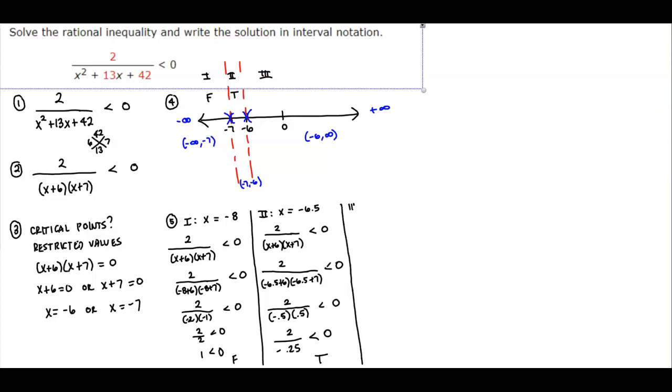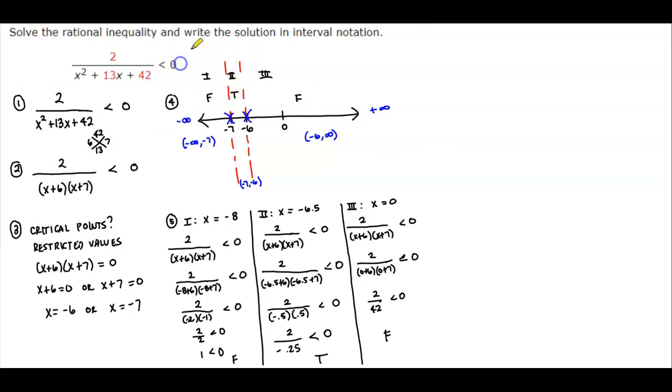And then for region number 3, we can pick x to be 0. So we're going to plug that into our inequality. So we have 2 over 0 plus 6 times 0 plus 7. Well, that's 6 times 7, so that's 2 over 42. And we know that this number is positive and it's not going to be less than 0, so it's false for region number 3.